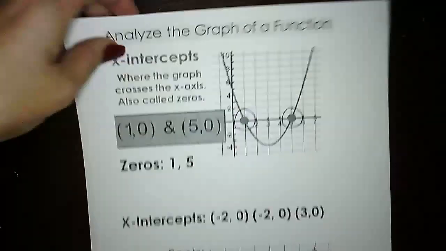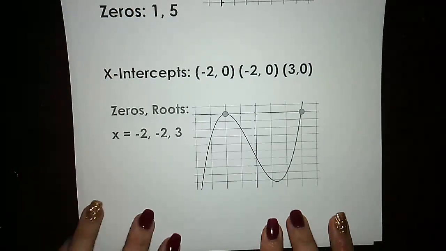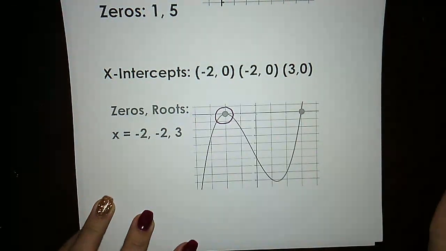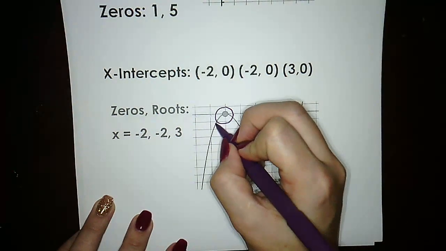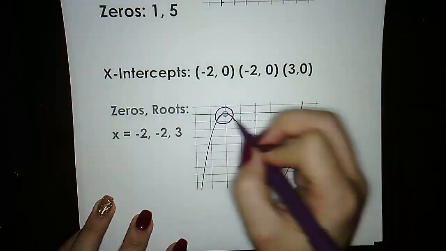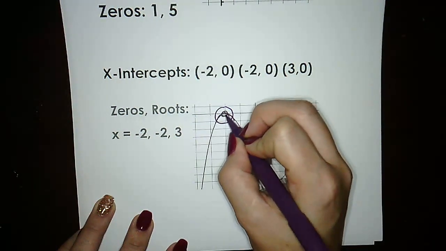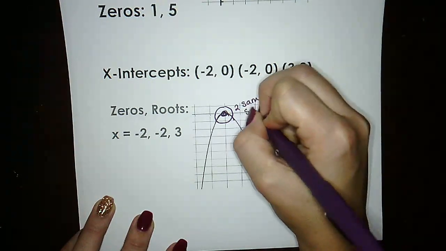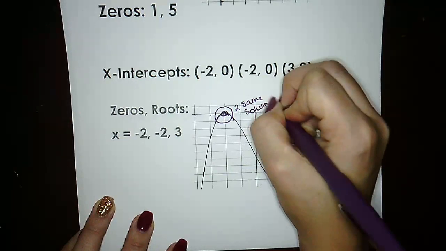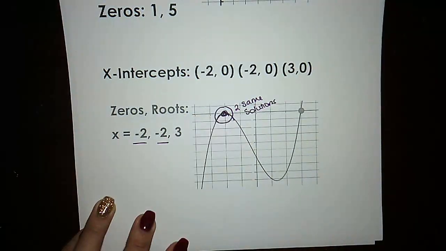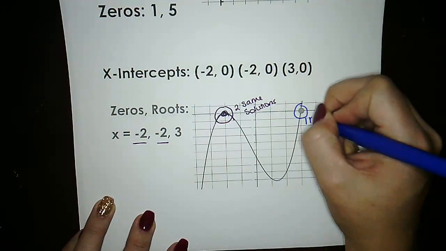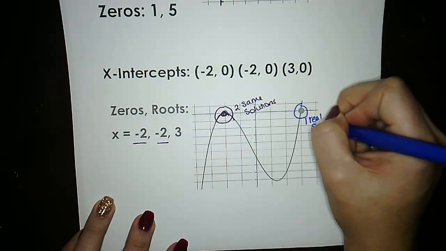So our next example, where it crosses the x-axis, it crosses here at -2, but it's just touching. It doesn't go through the x-axis, so it just touches. So this gives us 2 same solutions. So that's why we're writing -2 twice. And then it goes through 3, giving us 1 real solution.